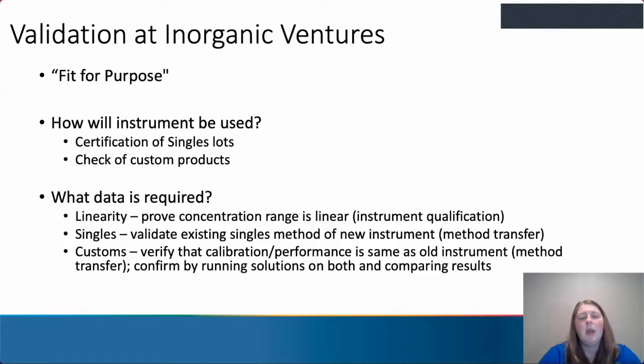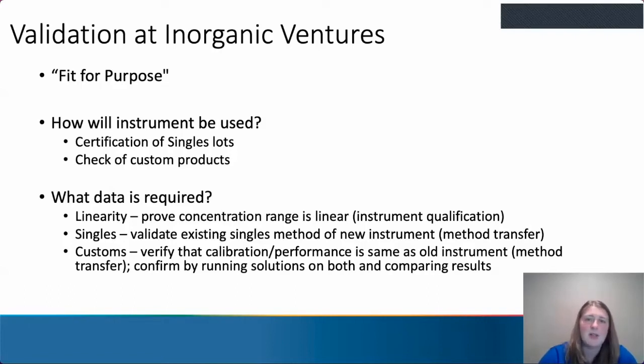So in our validation, what we need to think about is how our instrument will be used. Okay, so we use our ICPs to certify our single element products, and we also use our ICPs on a different method to check the custom products that we produce. So here we're just verifying the concentration is within a certain tolerance. Okay. We established linearity as part of the instrument qualification.